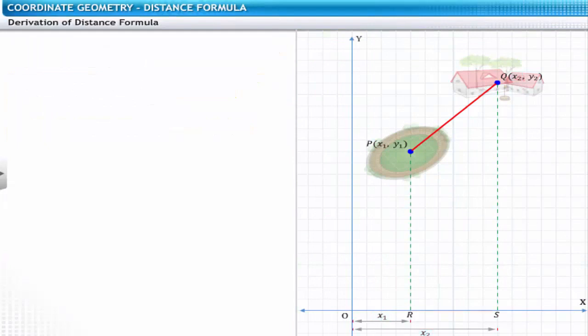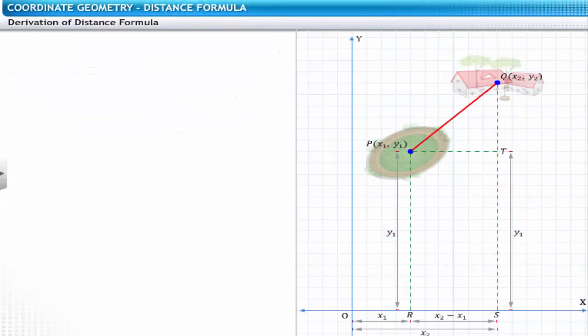Now, the length of RS can be determined. RS equals OS minus OR, which is x2 minus x1. Next, we draw a perpendicular line from point P to line QS intersecting at point T. If you notice, the distance from point P to R is y1, because the y-coordinate of P is y1, which is equal to ST.